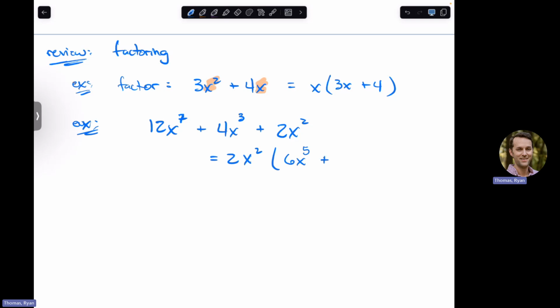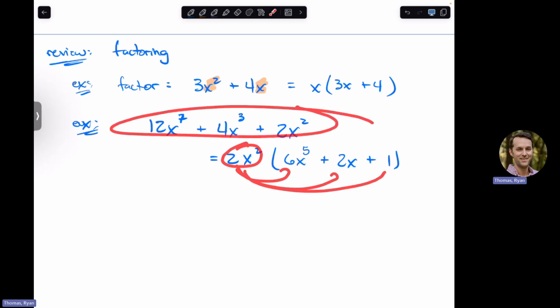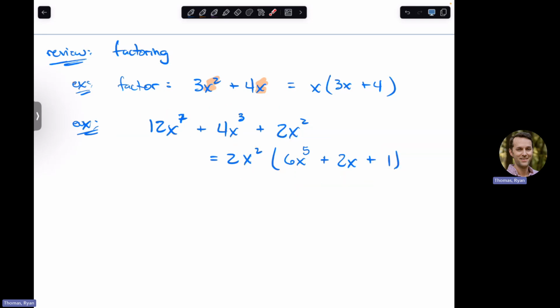Plus 2x plus 1, right? Something to hold the place. The good thing about factoring is that it's easy to check to see if we did it right. Just undo it, right? I should be able to distribute this back through and get back the thing I started with, which is why we need this here to hold the place for that term. You took 2x squared. I mean, really what we're doing is dividing. If you divide 2x squared by 2x squared, what's left is 1. Everybody feel good about that?